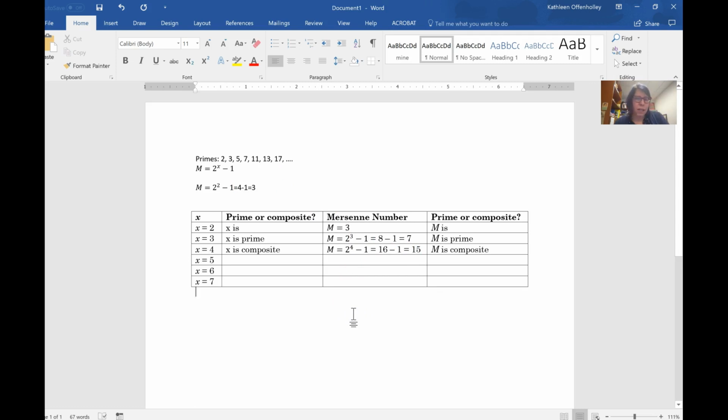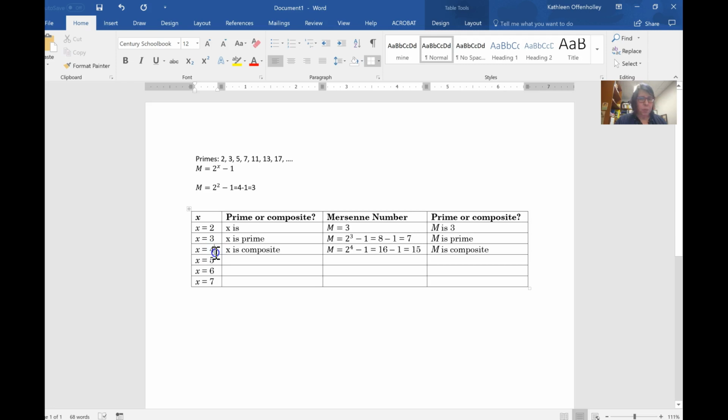Now, is 3 prime or composite? 3 is prime. All right. Let's try putting in 3. Now here the work has been done out for us. 3 to the third power minus 1 is 8 minus 1, which is 7. 7 is a prime number. So look at what's going on. I put a prime number in, 3, and I get a prime number out, 7.